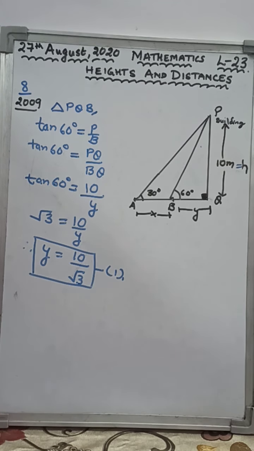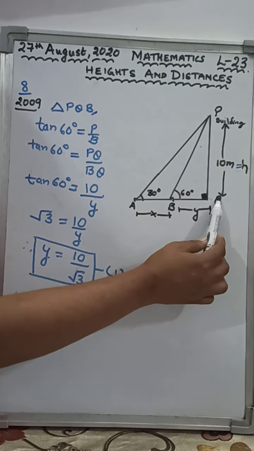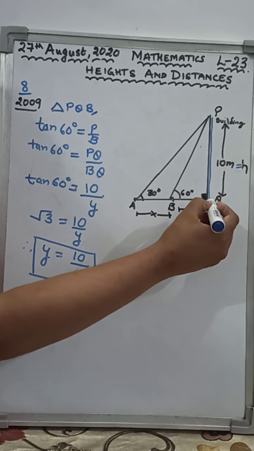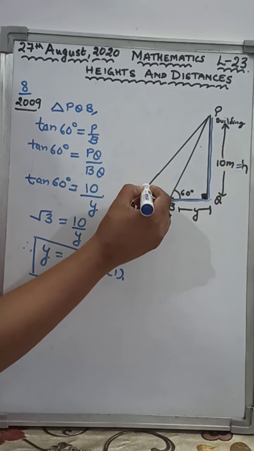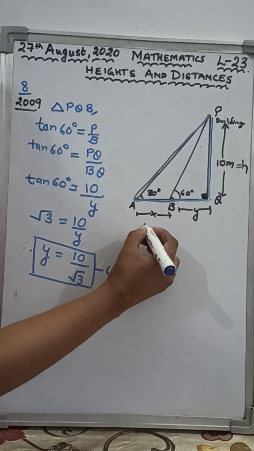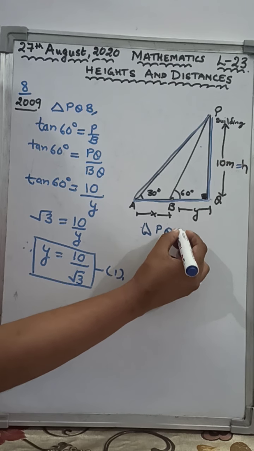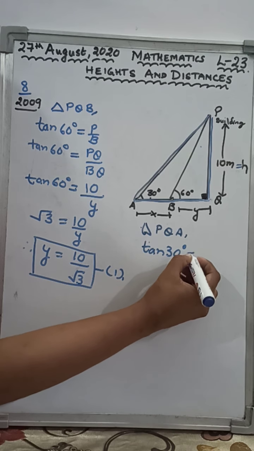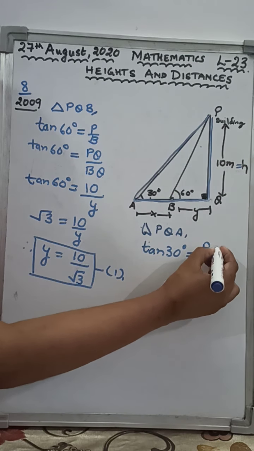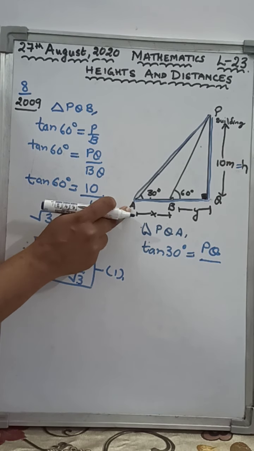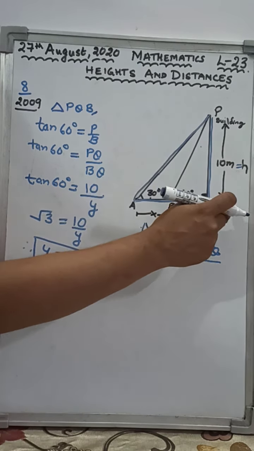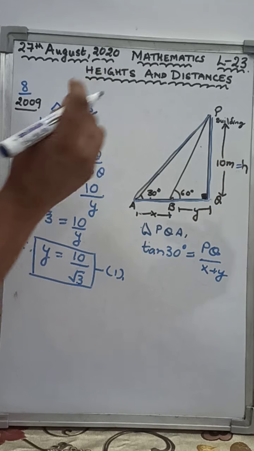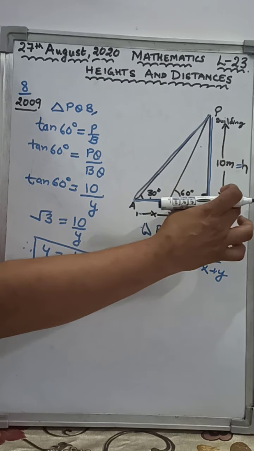Now we will take the second triangle. Second triangle is PQA. This full triangle you will take. So triangle PQA, tan 30 is equal to perpendicular, which is PQ. Clear? And base. From point A we are taking till this point Q. That means x plus y. Got it? AB plus BQ.